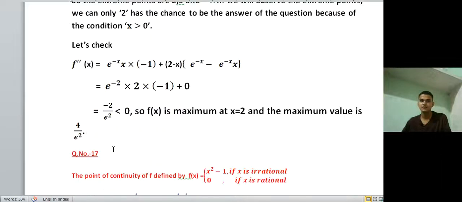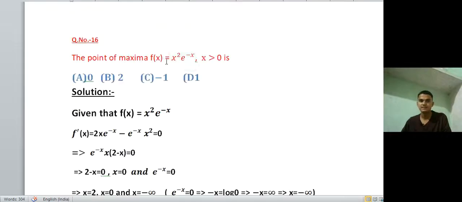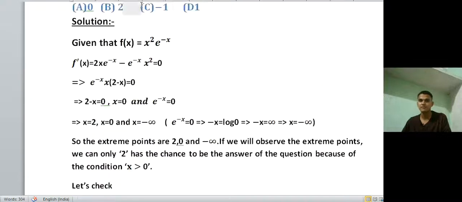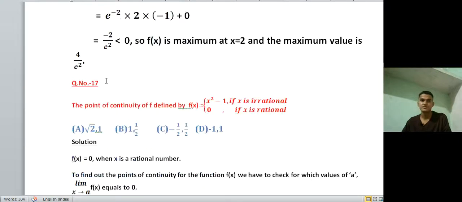if you substitute 2 in the place of x, this is 2 square into e to the power minus 2. So this is 4 by e to the power 2. So 4 by e to the power plus 2 is the maximum value. Then we will go to question number 17.